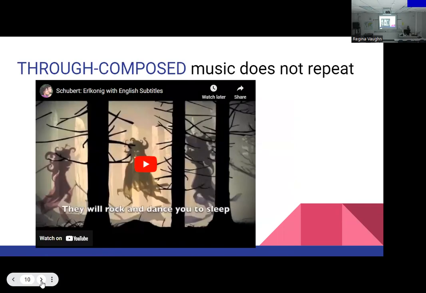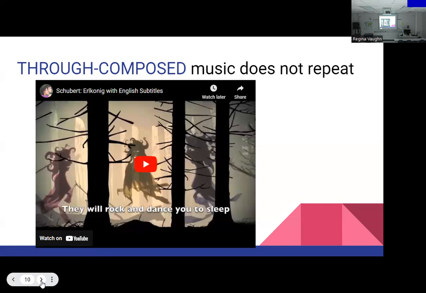Through composed music does not repeat. And when I looked up through composed music, this is the example they gave me because I really wanted something else. And I'm not sure that I'm in complete agreement with this because there are some ideas that come back as you go through this.